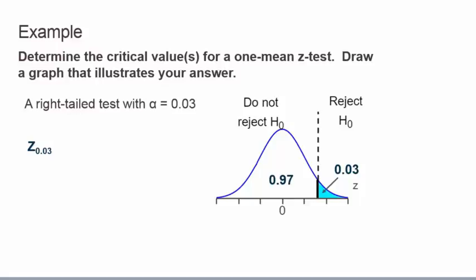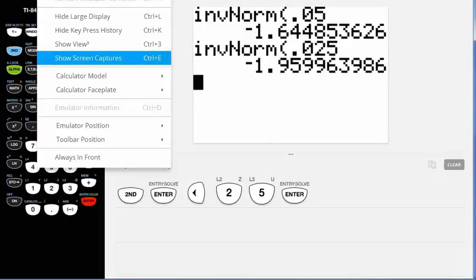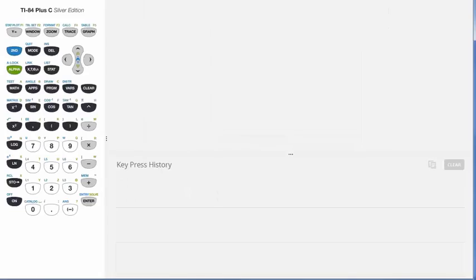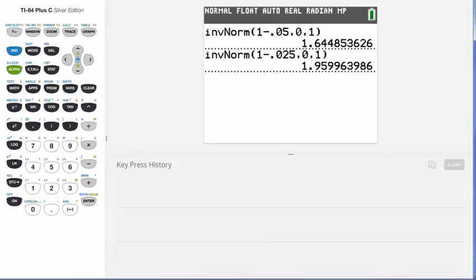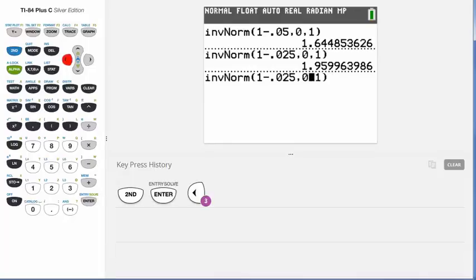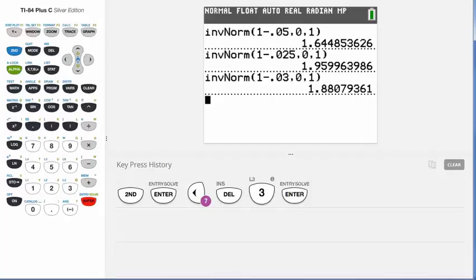I want to find z sub 0.03. So doing this, again, go to our calculator. If I follow the definition, second, enter, I want to find 1 minus 0.03. Delete 3, enter, and I get 1.88.